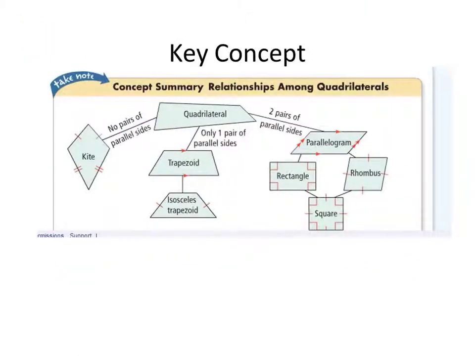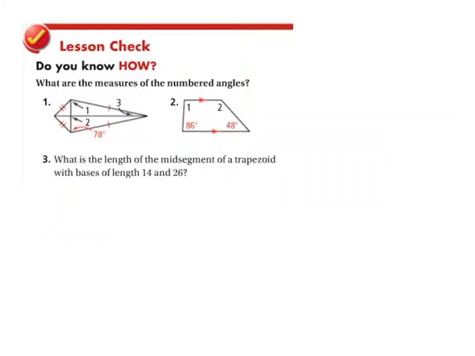All right, key concepts. A kite has no pairs of parallel sides, okay? Quadrilaterals, only one pair of parallel sides, that would be a trapezoid. 2 pairs of parallel sides, you start going into parallelograms. You've got your rectangle, your rhombus, and your square. All right, so let's see how much you know.